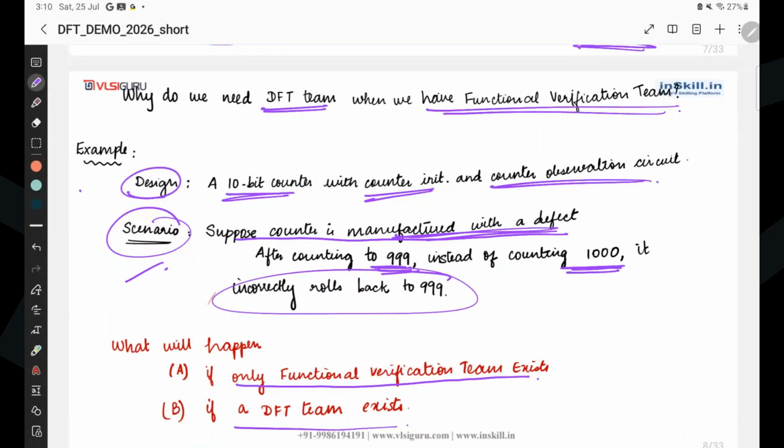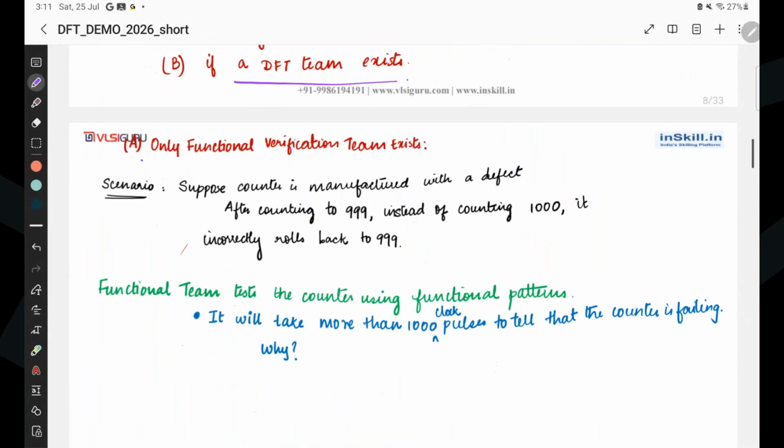So this is our design: a 10-bit counter with a counter initialization and a counter observation circuit. The scenario is the counter is manufactured with a defect, so after counting 999, instead of counting 1000, it incorrectly rolls back to 999. Can anyone tell what will happen if only a functional verification team exists?